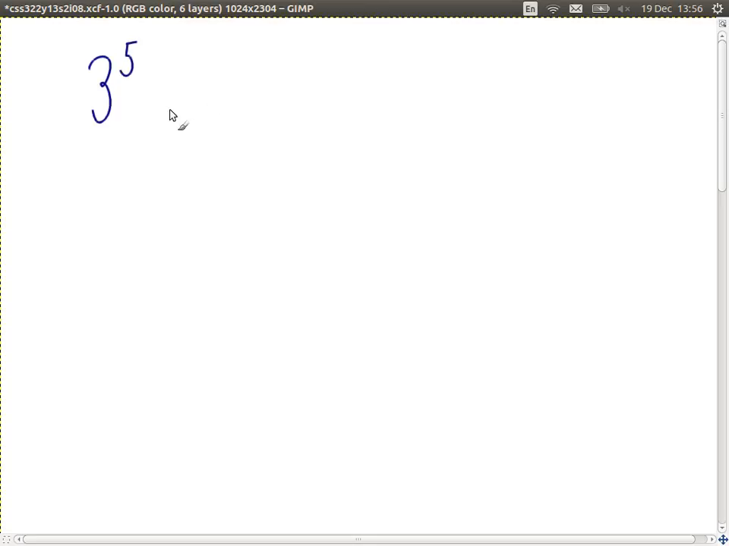What is 3 to the power of 5 in mod 5? Too slow. The answer, if you use Fermat's theorem, you should see is 3.